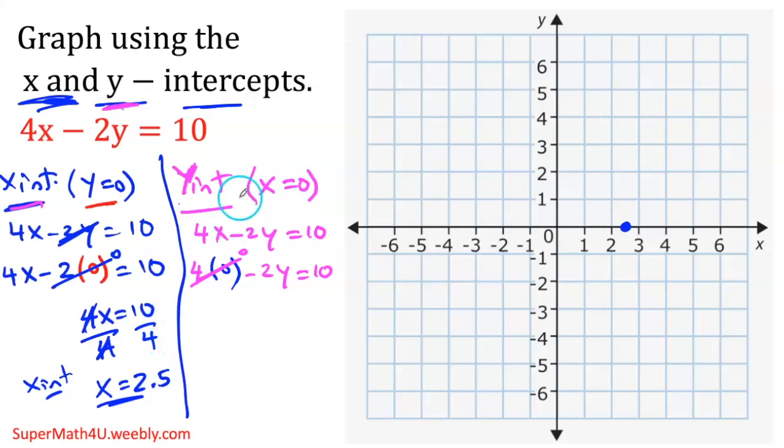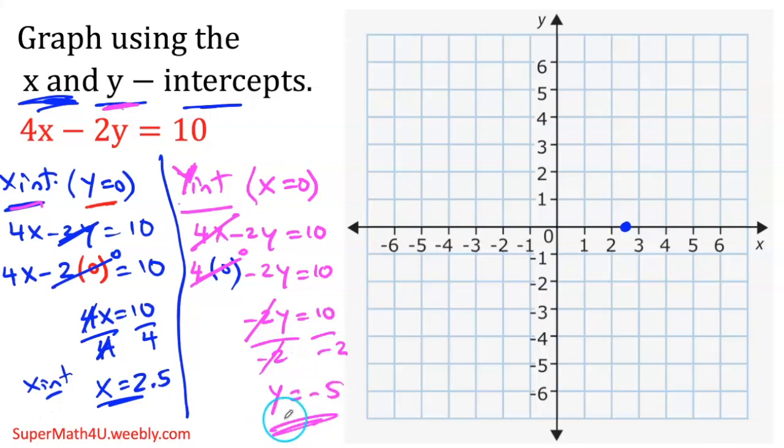So in the beginning, when you're doing this, you can cross this out right away and just deal with the negative 2y equals 10. Divide by negative 2, and the negative 2 and negative 2 cancel out. 10 divided by negative 2 gives me negative 5. And this is your y-intercept. So I'm going to go to the y-axis all the way to negative 5. Where's negative 5? Here we go. This is negative 5. And now I have 2 points. That's all I need.